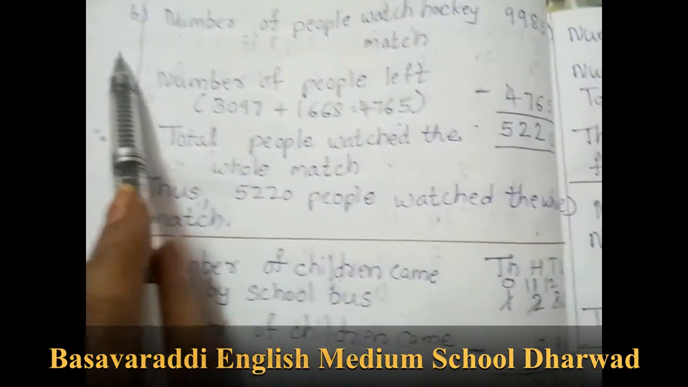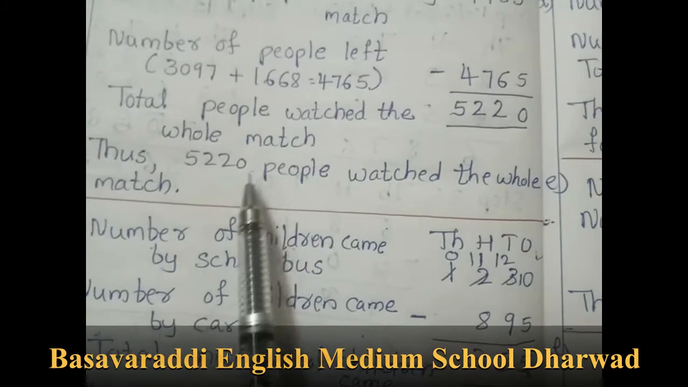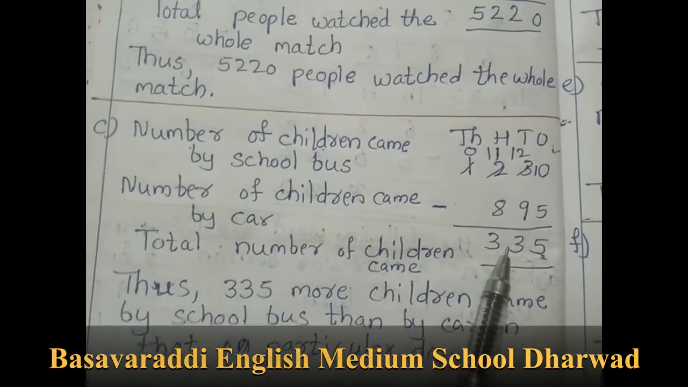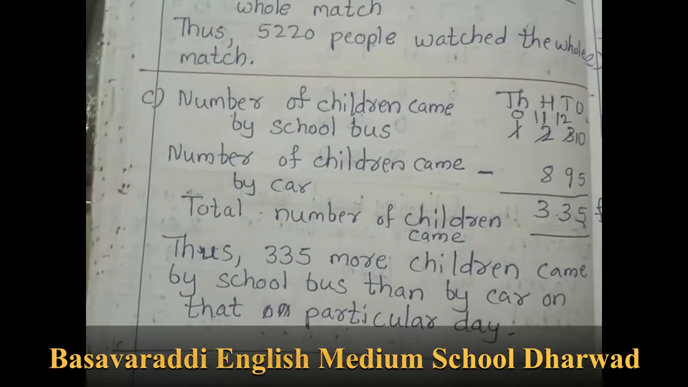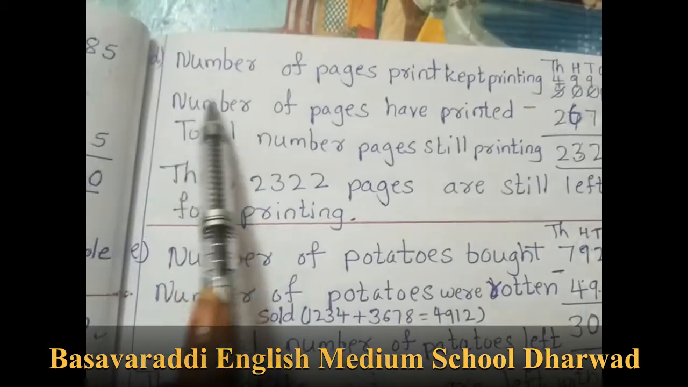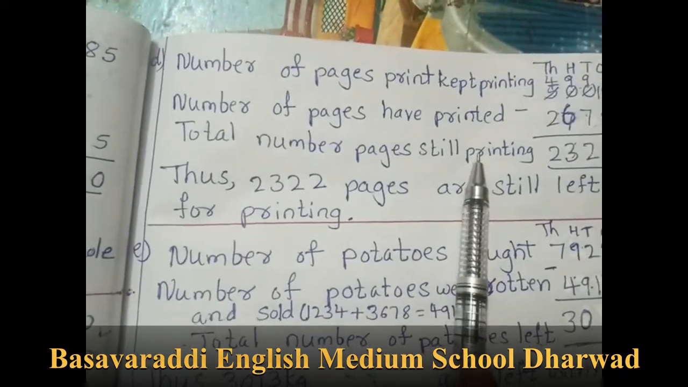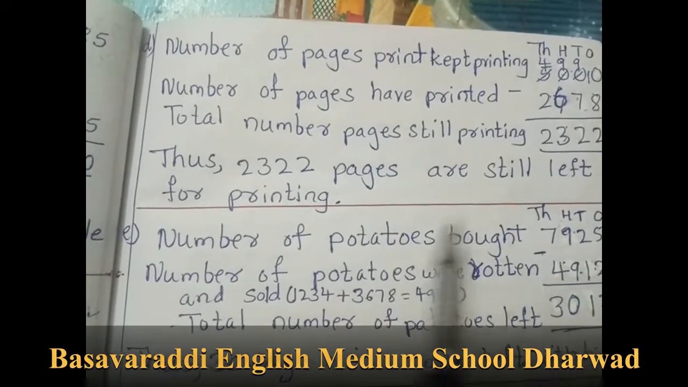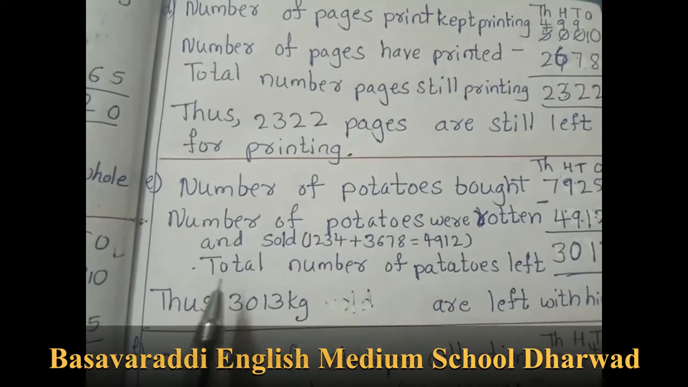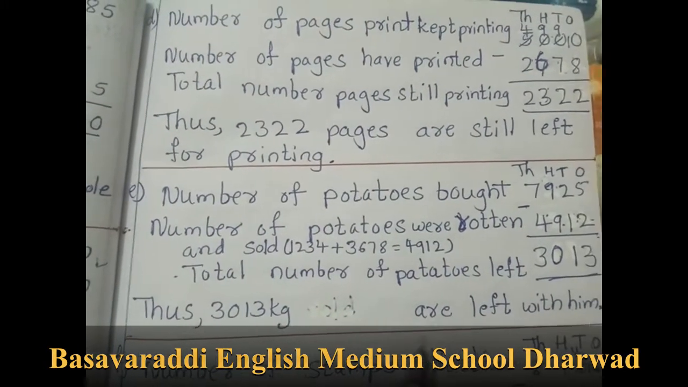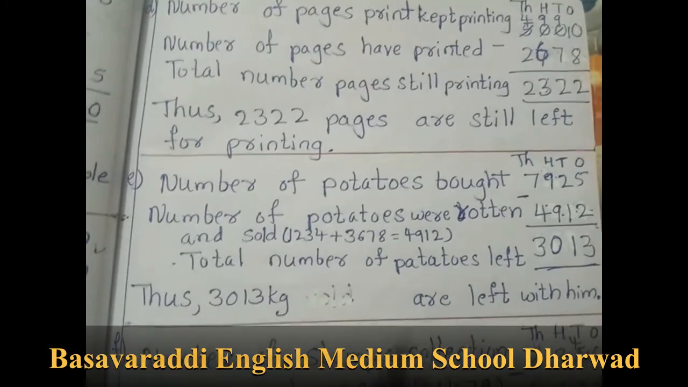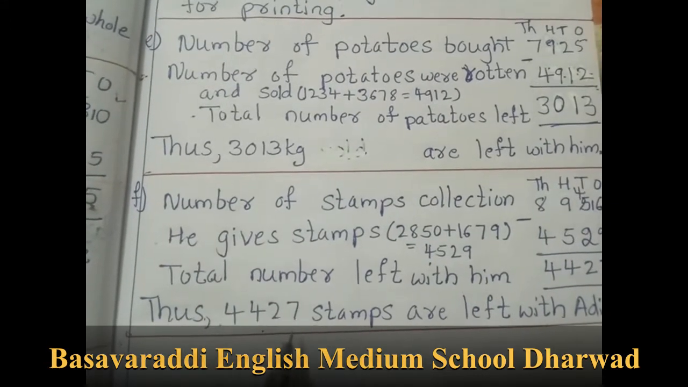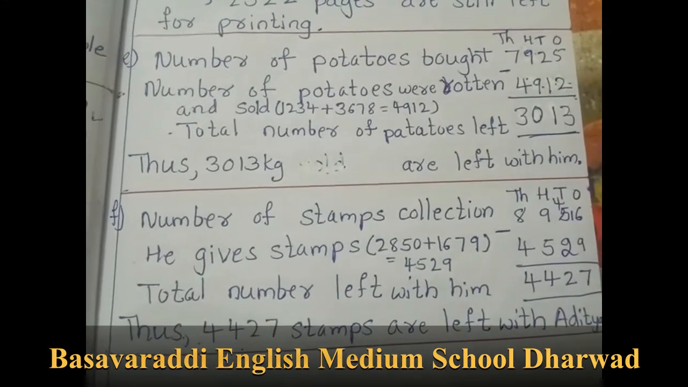Second one, B1, the answer is 5220. So that many people watched the whole match. Then third one, C1, is 335. The number of pages, the D1 question, the answer is 2322 pages are still left for printing. E1, so 3013 kgs are left with him. Then F1 is the stamp collection: 4427 stamps are left with Aditya.